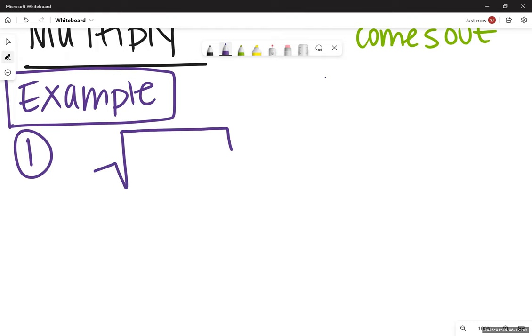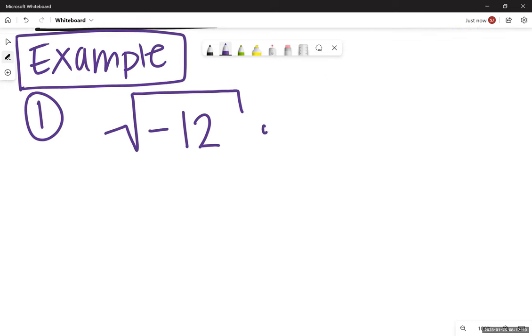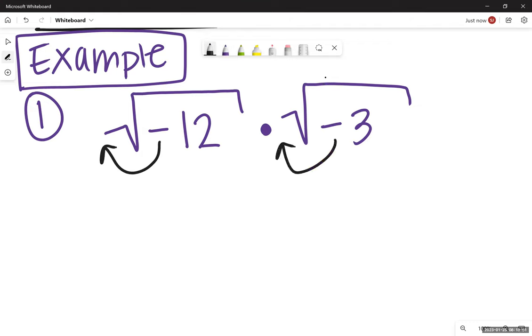If we have the square root of negative 12, and we multiply, I'm going to do just a dot. You could do parentheses. I think on the homework they might do dots. And we're going to multiply this by the square root of negative 3. Because I have this multiplication symbol, telling me to multiply them, and I see the negatives inside of the radical, my first step is to pull the negatives out, and they become i.